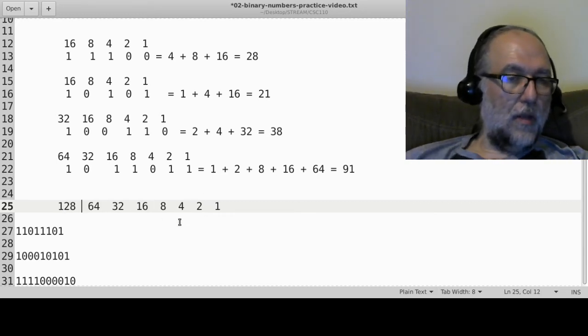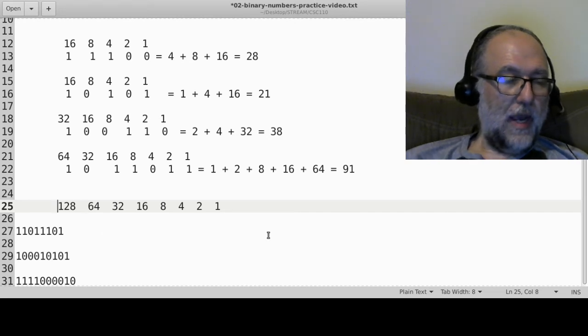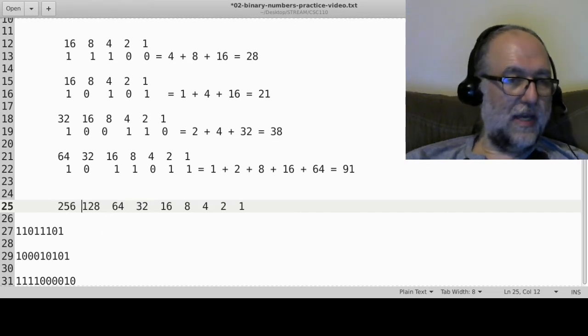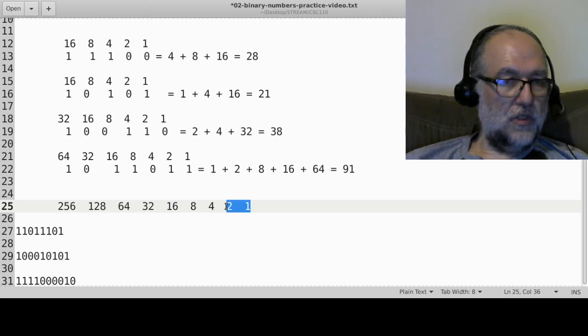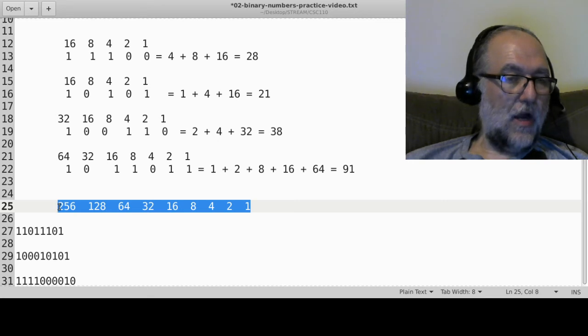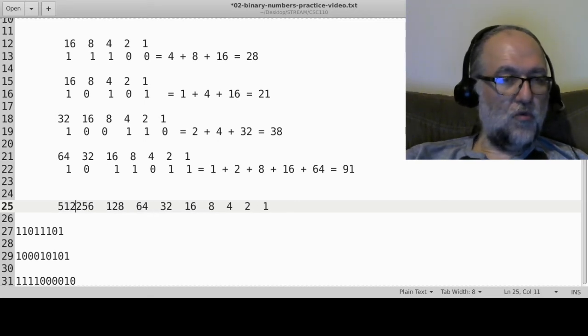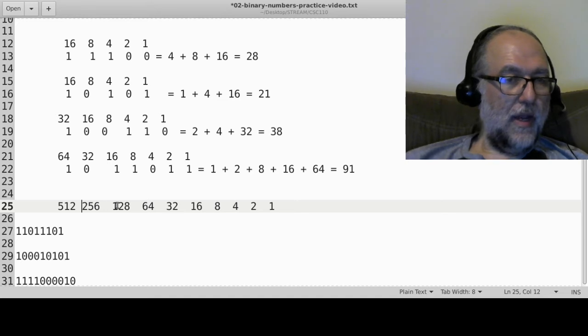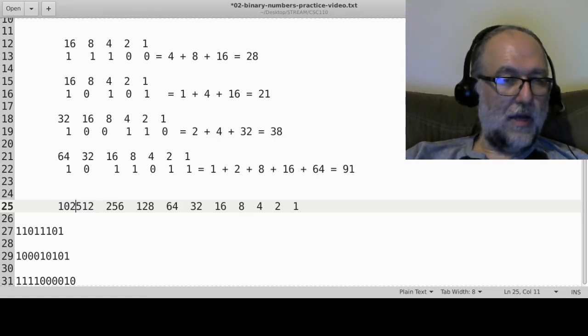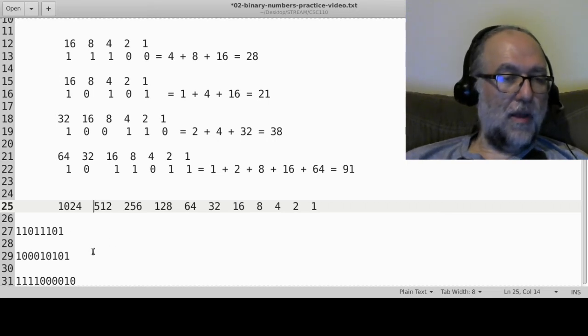Okay, so if we had another column over, that would be 128, and then the next one would be 256. So that's 1, 2, 3, 4, 5, 6, 7, 8, 9 columns over. The next one would be 512. Again, I'm just multiplying by 2 each time. So I took 64 multiplied by 2, I get 128. 128 multiplied by 2, I get 256. 256 multiplied by 2, you get 512. 512 multiplied by 2, and you get 1024. So those are the column numbers.